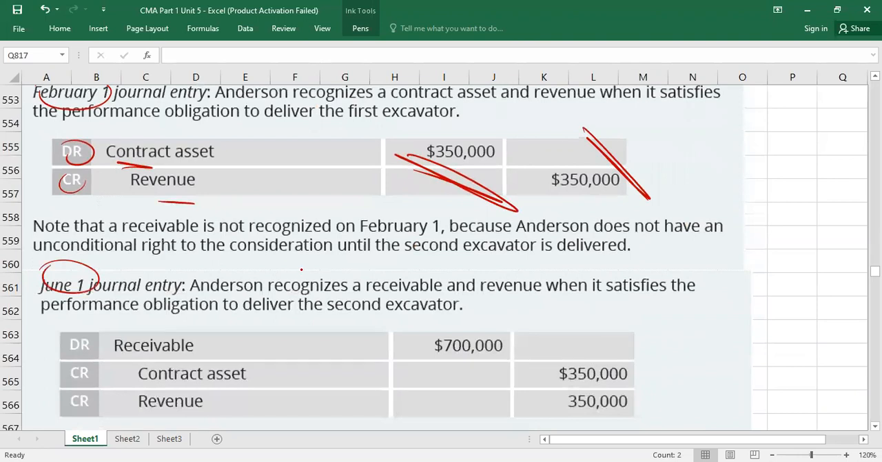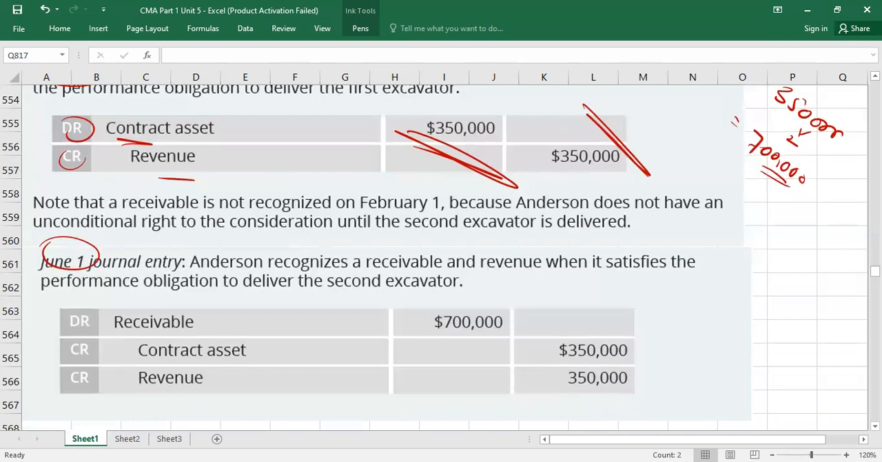On June 1, once you deliver the second excavator, the customer is going to pay you cash for how many excavators now? 2. So you are going to receive a total of how much? 350 for each multiplied by 2 is equal to 700. So first of all, if the customer didn't pay but the condition is satisfied, you will debit the receivable by 700, because it became unconditional now that I have delivered the second excavator also.